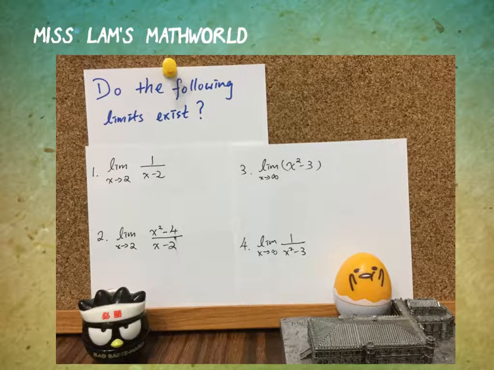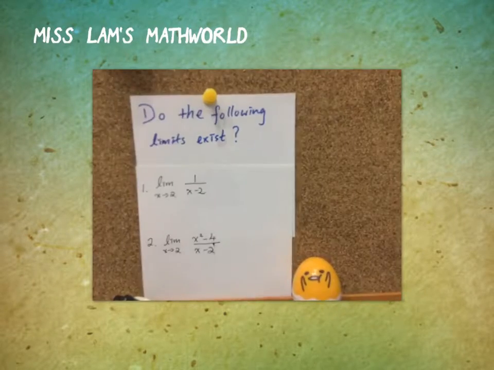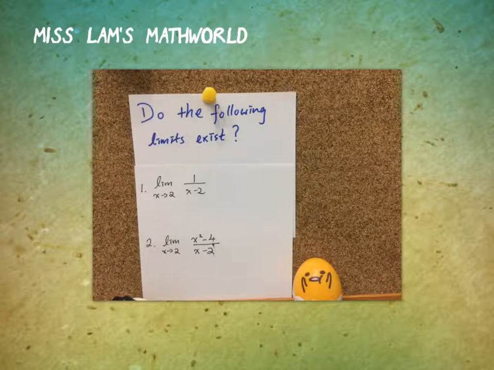Today we are going to discuss for the following limits whether they exist. Question 1 and question 2, their types are similar, and question 3 and 4, their types are also similar. So please think about it. Do you know the answer now?